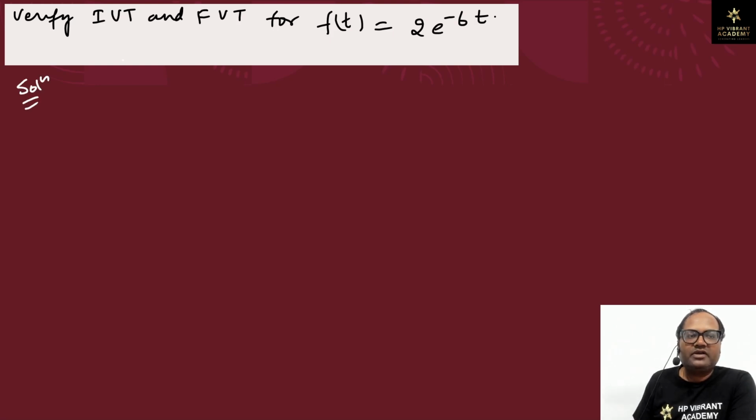Okay, so what we have to verify? Verify the initial value and final value theorem for f of t is equal to 2e to the power minus 6t. So let us write down the initial value theorem and this is the final value theorem.